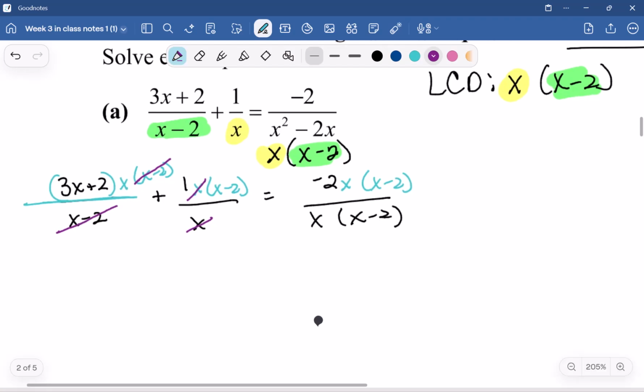And then x minus 2 and x. So what do I have left? I have a 3x plus 2 and an x.